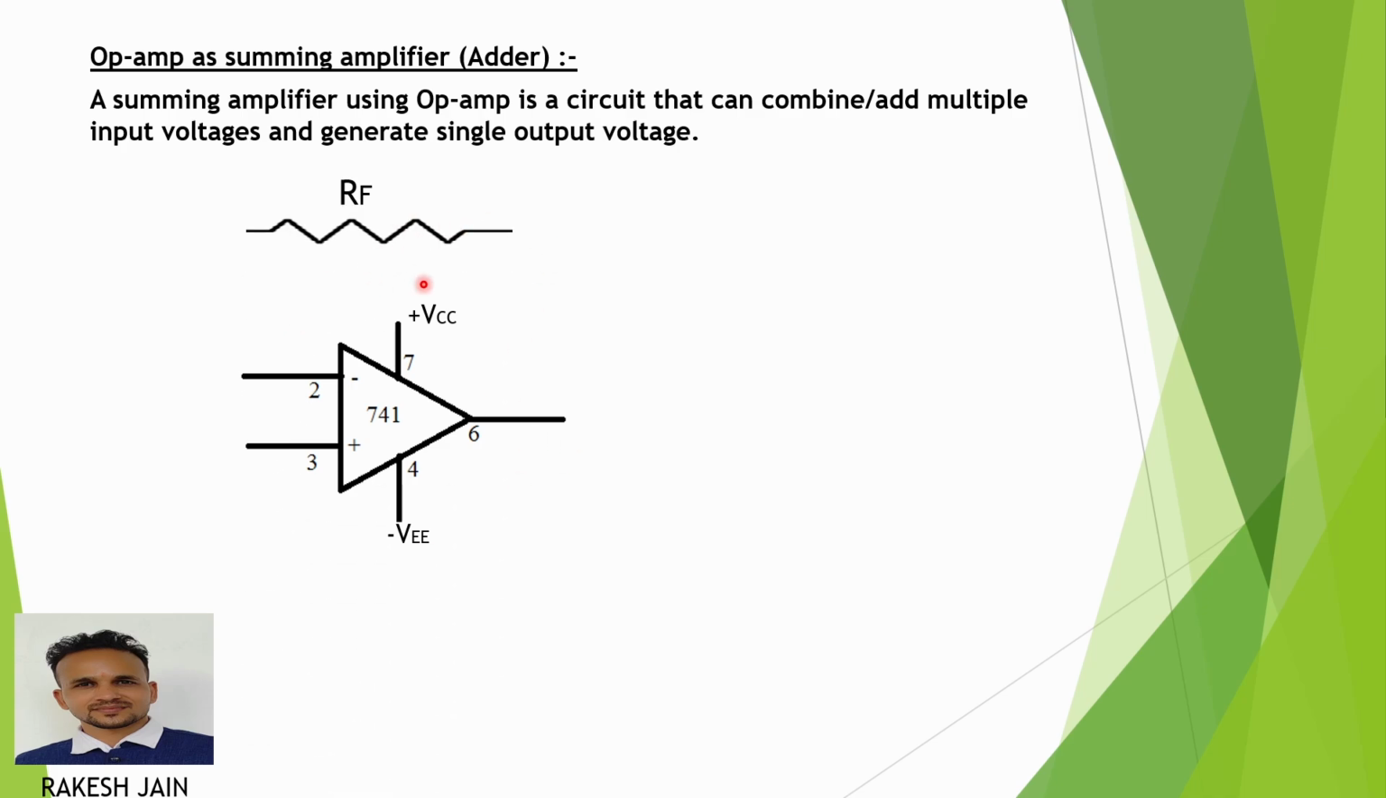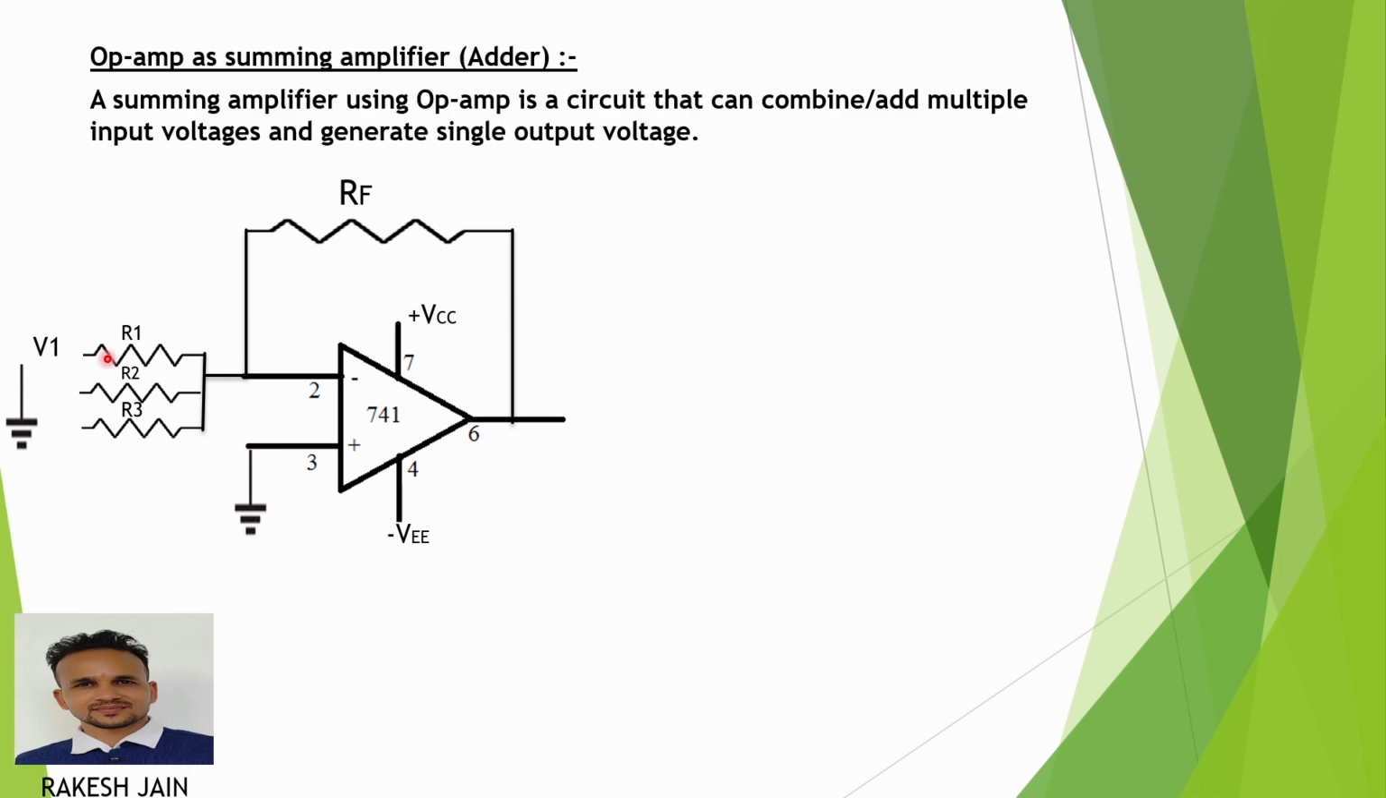Feedback resistor in between 2 number and 6 number pin. A series resistance R2 at the inverting input pin, because here I use inverting configuration. One more resistor. Let's suppose I have 3 voltages at the input side. All the resistances are connected to the inverting input pin and I apply the input voltages here in R1, R2, R3. 3 number pin, that is the non-inverting pin, is connected to ground.